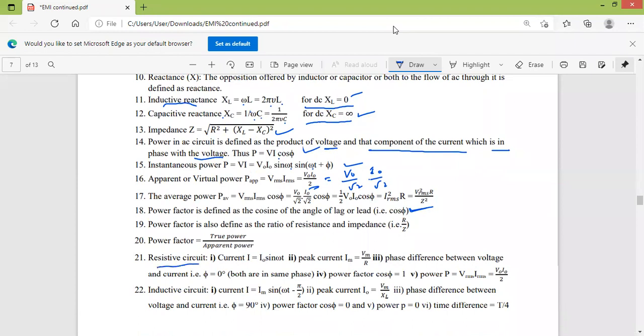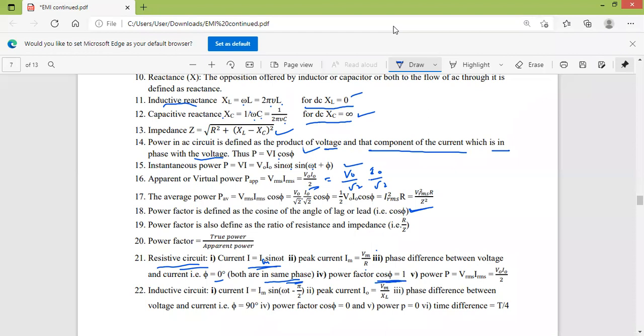Next, for a resistive circuit, current is I is equal to I naught sin omega t, and voltage is V is equal to V naught sin omega t. Peak value is Im is equal to Vm by R. The phase difference between voltage and current is 0. The current and voltage both are in the same phase. Power factor for a pure resistive circuit is 1. Cos phi is equal to 1. And power is equal to VRMS IRMS, that is V naught I naught by 2.